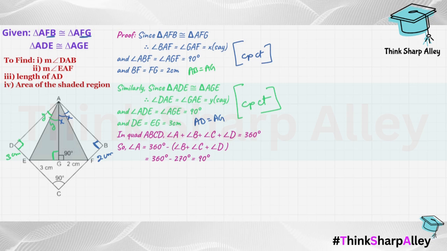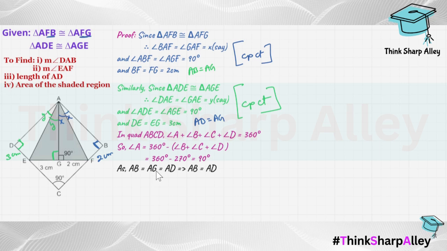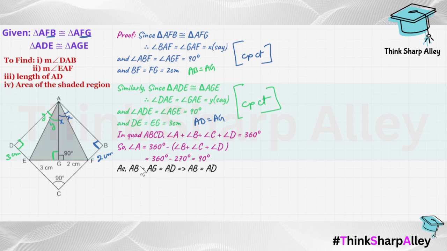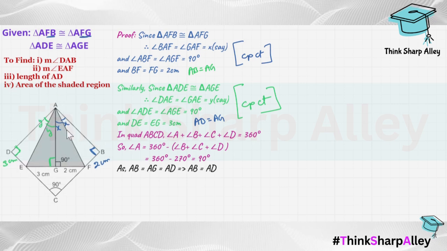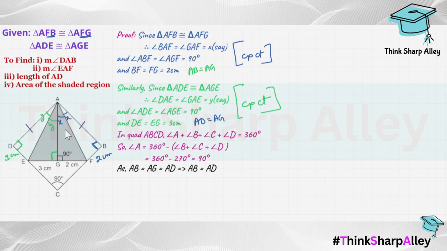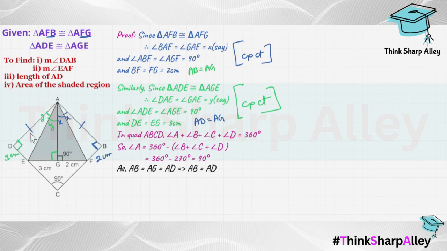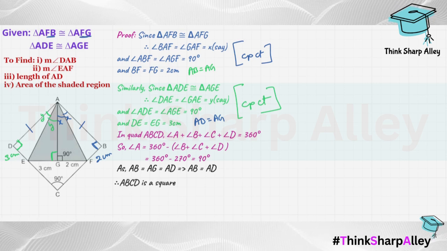So as AB is also equal to AG and AG is also equal to AD, I can say AB and AD are equal. So if AB and AD are equal, I have a rectangle ABCD where adjacent sides are equal. So each angle is 90 degree and adjacent sides are equal. So that makes ABCD a square. So let's write that down.